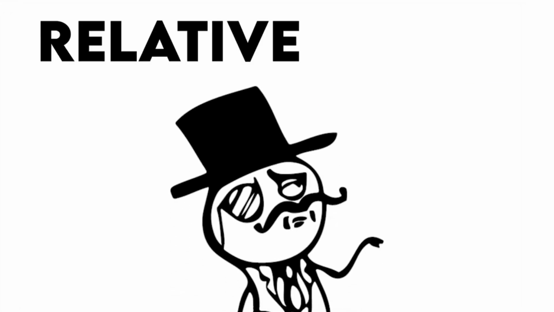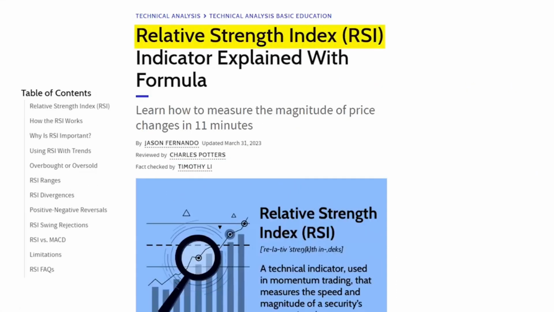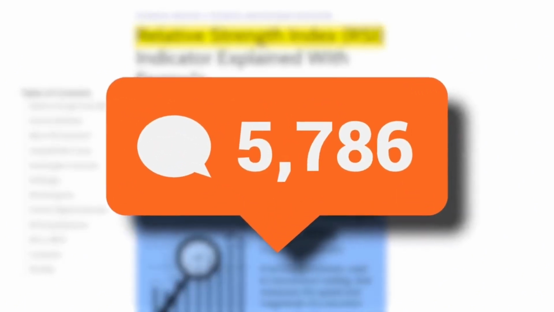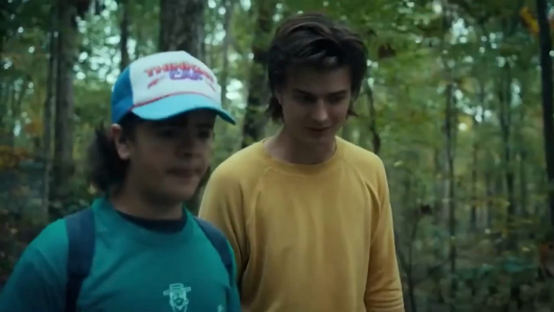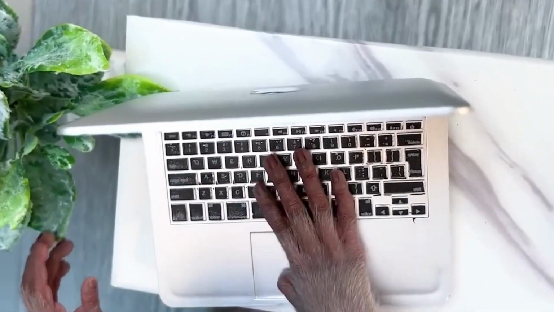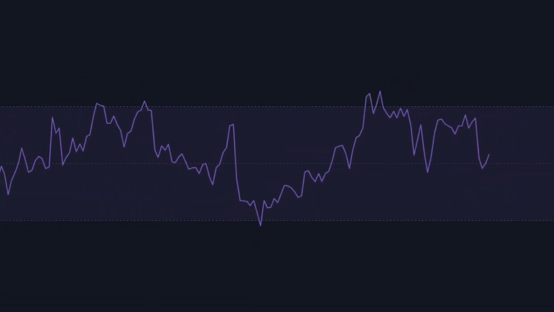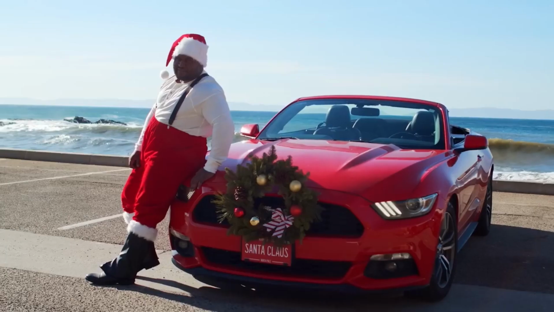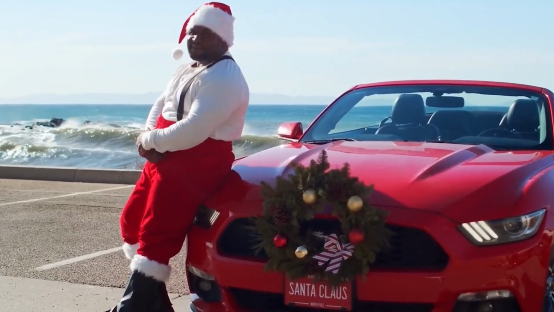The RSI, or if you're fancy, the Relative Strength Index. The RSI is one of the most popular trading indicators out there. Yeah, well, it wasn't popular until I made it popular. If you even have the slightest clue about trading, you have heard about this indicator. Books, websites, videos, there's tons of information about this one specific indicator. Hell, even your Uncle Rob probably knows about it.